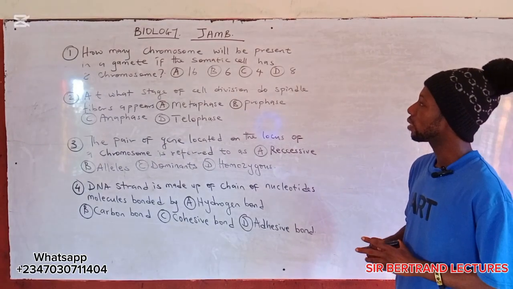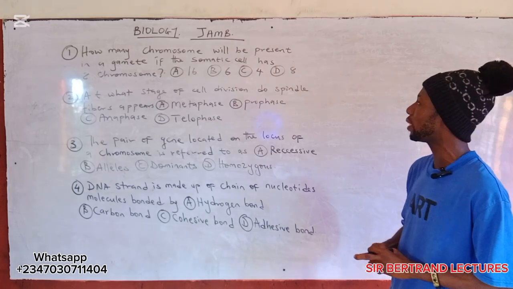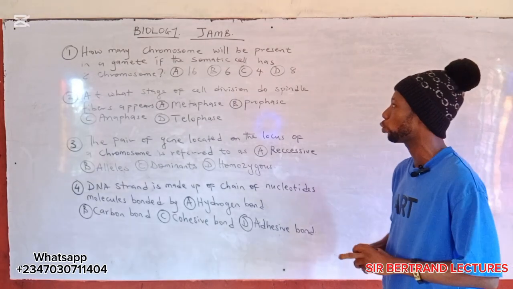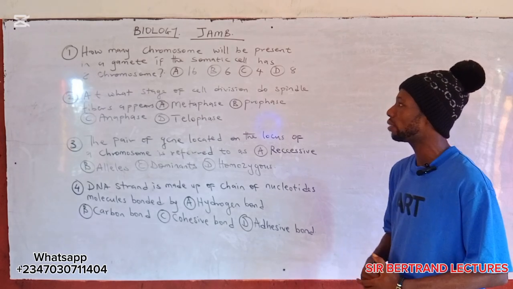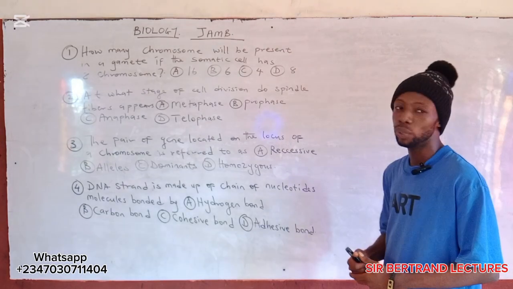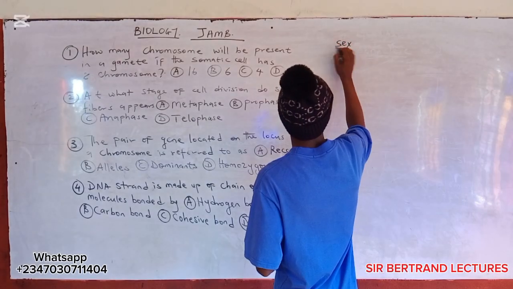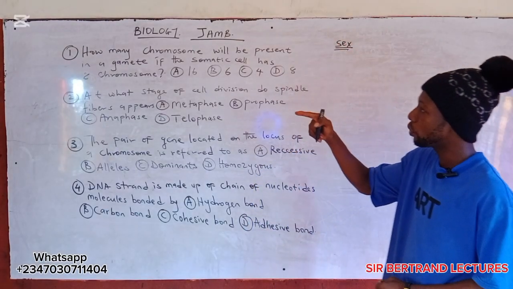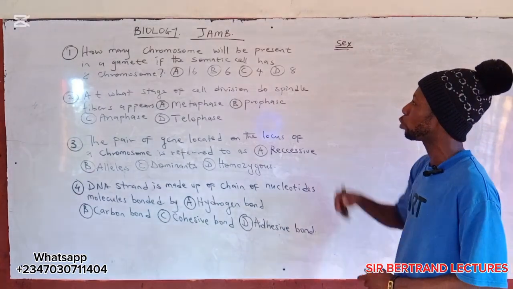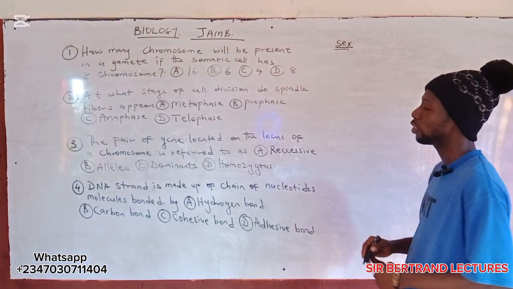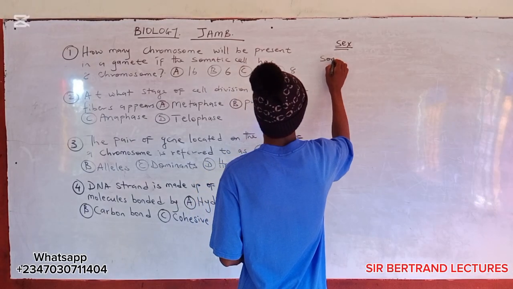Question number one is, how many chromosomes will be present in a gamete if the somatic cell has 8 chromosomes? How many chromosomes will be present in a gamete? A gamete is a cell which is known as the sex cell. So the question is asking you how many chromosomes will be present in a gamete if the somatic cell has 8 chromosomes.